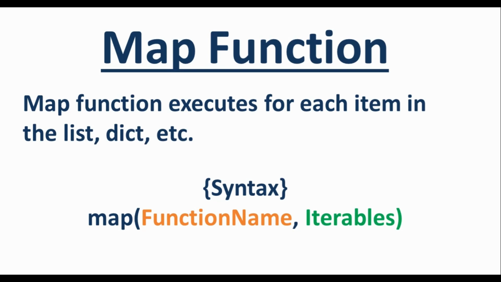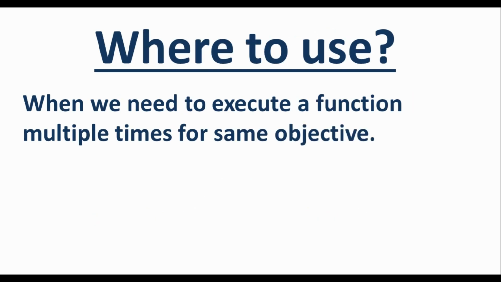This is the syntax of map function. Map function will take two arguments. First is the function object or function name, and second you can give any n number of iterable items like list, dictionary and other. Now where we can use it? When we need to execute a function multiple times for the same objective, means the number of executions of map function will always equal the length of the iterable item.